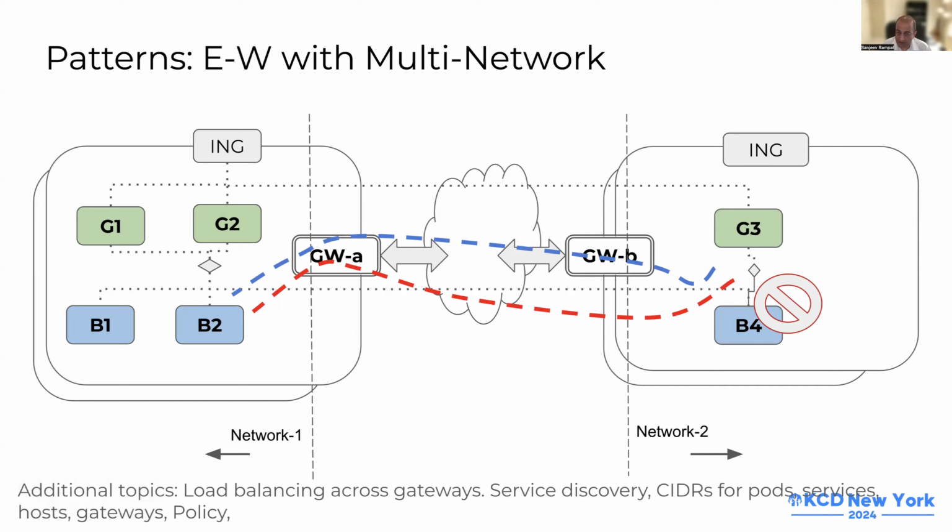You don't want to consume externally routable IPs by your pods. So very often they use a common set of private IP addresses across clusters. But that means that an IP in this cluster for B2 could exactly be the same IP for B4. And you cannot just route directly. You have to go through gateways. And you have to then do your service discovery, load balancing, and possibly policy in this configuration. And these different projects differ in their ability to support these kinds of topologies.